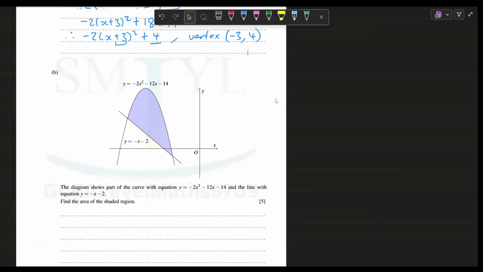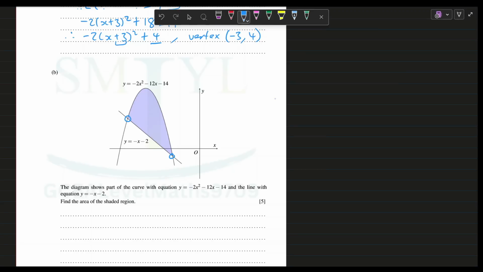Okay. And then part B says the diagram shows part of the curve with the equation y is equal to negative 2x squared minus 12x minus 14, and the line with the equation y is equal to negative x minus 2. Find the area of the shaded region. Okay, so to get the area of our shaded region, we first need to know what the x coordinates at these points of intersection are. And once we have those x coordinates, we can integrate using them as our limits.